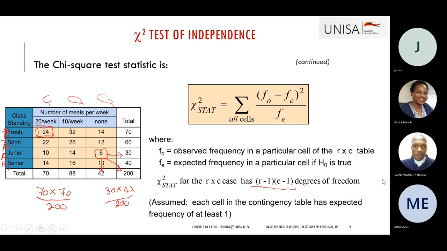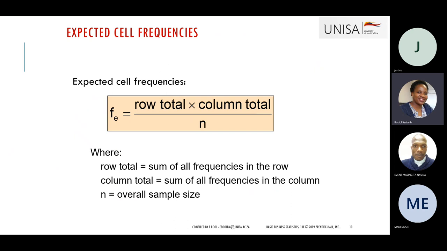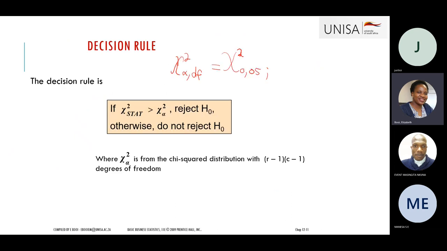Okay. So we know there were 4 rows, 3 columns. So let's go to our critical value. We'll find it by using the formula. We said 4 rows minus 1 times 3 columns minus 1, which gives us 3 times 2, which is 6. So our degrees of freedom will be 6. And we'll go and find this on the critical values of chi table.